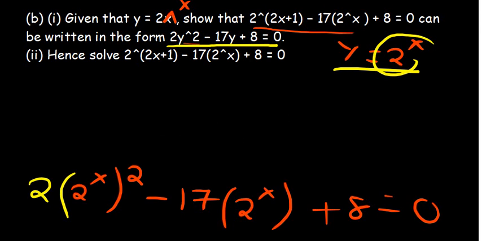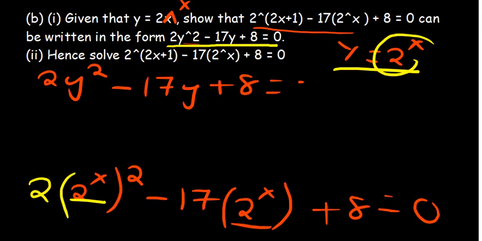So what do we have? Where there's 2 to the power x, I'll put y. So we now have 2y squared minus 17y, where I put y as well, plus 8. So we've shown that. It's very easy to show, it's just applying the laws of indices.